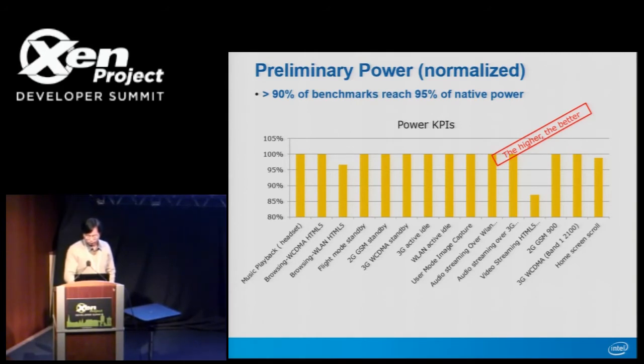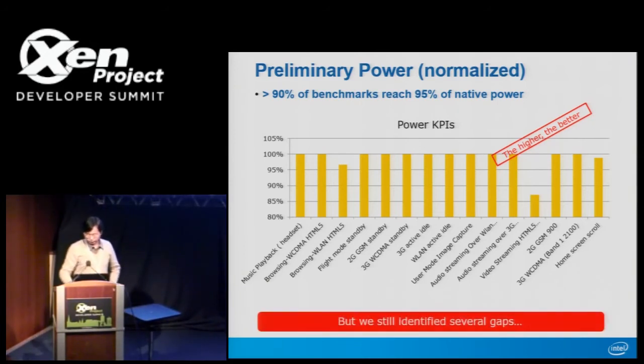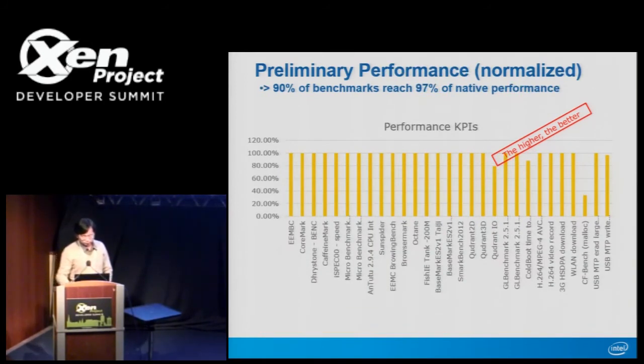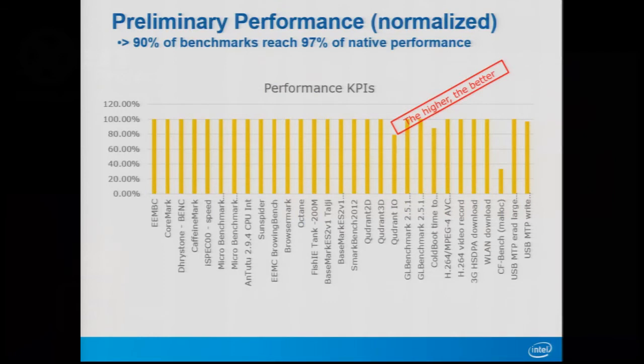Another issue we found is home screen scroll. When the user is just scrolling the home screen like this, we found that the power consumption is higher. That is the power. So we still identified several gaps, and this page is about the performance.